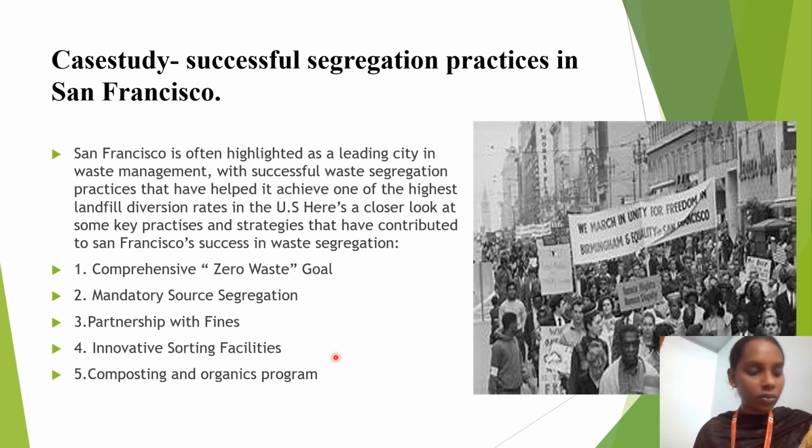And then policy and legislation. This goal is backed by strict legislation and policies, including a mandatory recycling and composting ordinance that requires all residents to segregate waste. These come under the zero waste goal. These are the key factors they followed to succeed in waste segregation. The picture shows this clearly.